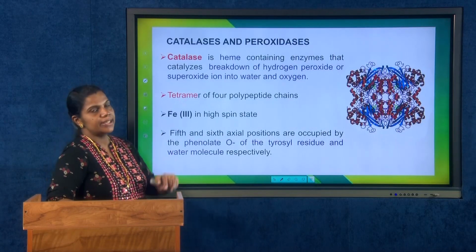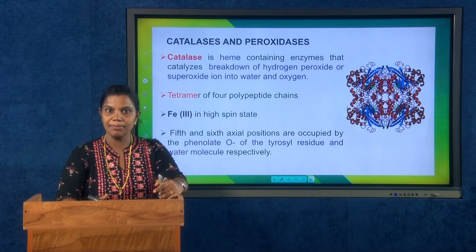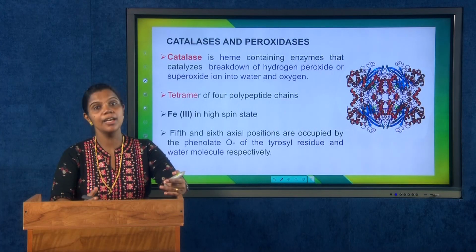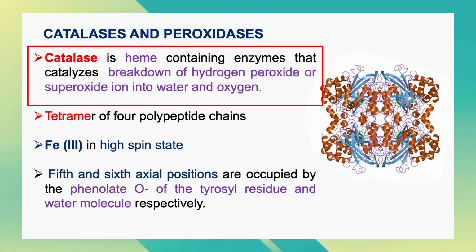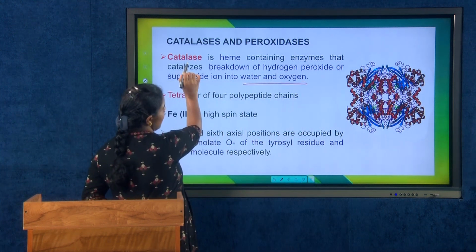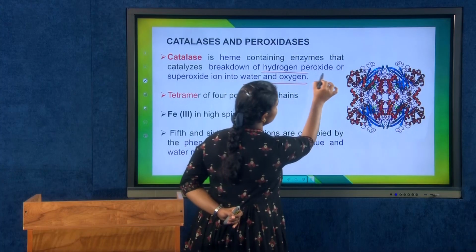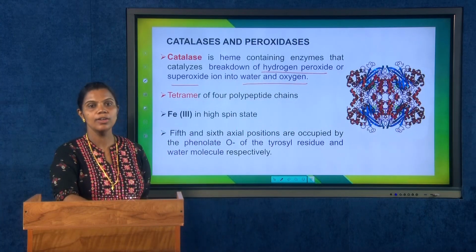Now, we are moving on to the next category of metalloenzymes, catalase and peroxidase. First, we will see the function of catalase. Catalase is a heme-containing enzyme that catalyzes the breakdown of hydrogen peroxide or superoxide ion into water and oxygen.